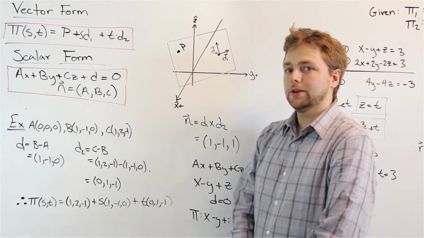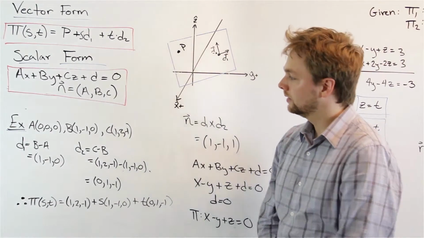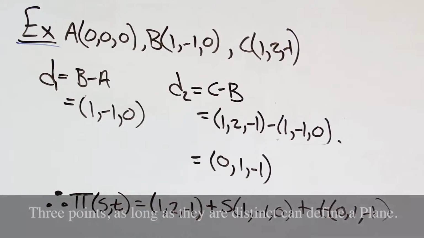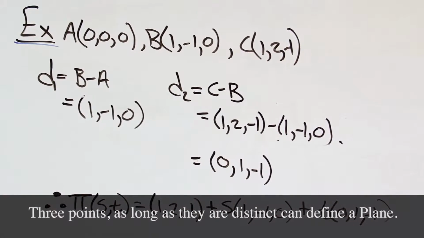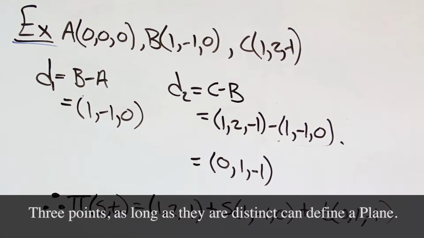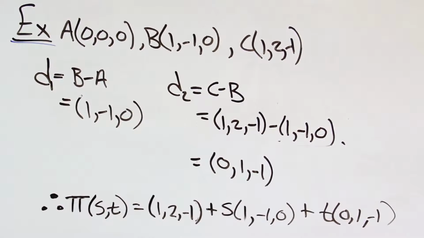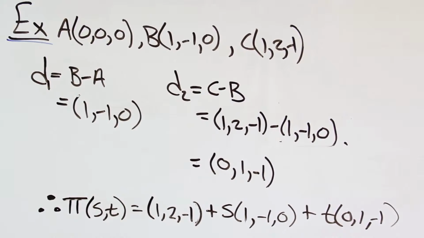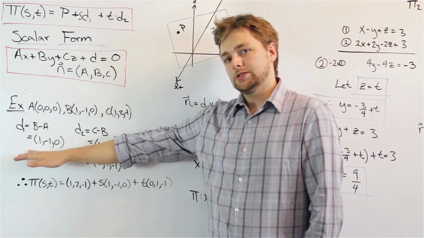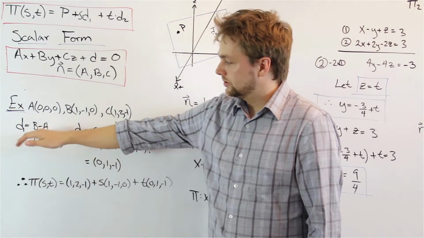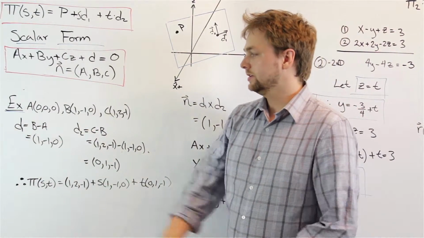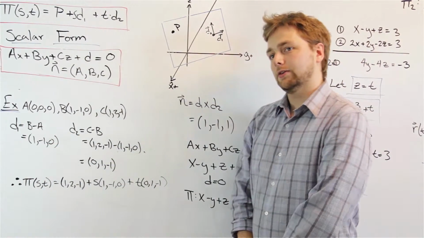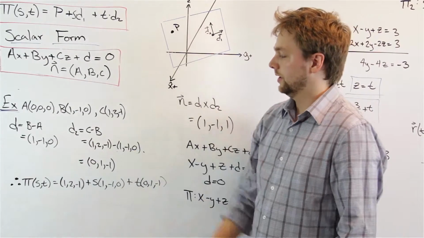So let's take a look at how we can come up with these equations for a plane. If instead of being given two vectors, we're given 3 points, 3 points, as long as they're distinct, can always define a unique plane. From these 3 points, we can determine the two direction vectors that we need to satisfy our vector form equation. To begin, we'll do the same thing that we did with this type of problem for lines. We'll determine one of the direction vectors by subtracting two of the given points. Next, we'll create another direction vector on that surface by subtracting the other 2 points.